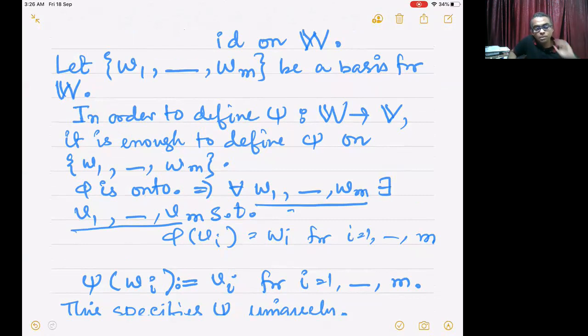Remember when we were defining the inverse map for a bijection, there was no choice involved, because for every W there was a unique V. That is what we had chosen for this mapping. But here I'm making a choice. That is why there could be multiple. All right. So yeah, this is it.